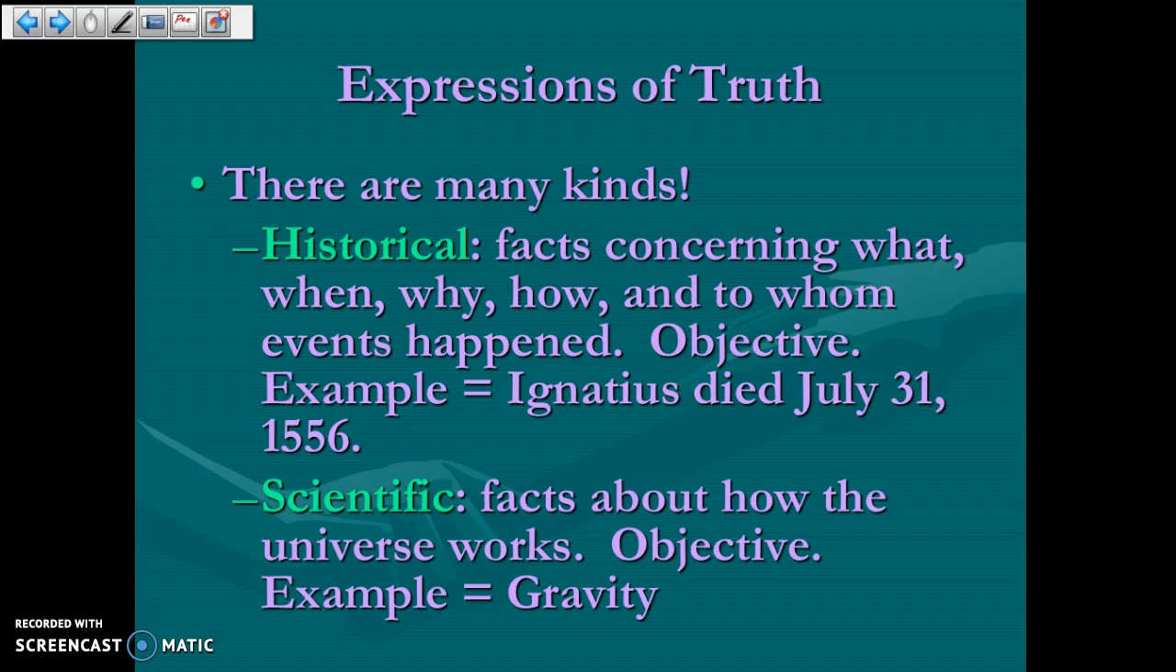The second type of truth is scientific. These are facts about how the universe works. This is also an objective type of truth, which means there's something similar between historical and scientific truth. An example of scientific truth is gravity. Do me a favor and take your pen or pencil, hold it out, and now let it go. It fell to the ground, right? Or to the table, or to whatever the lowest thing is around you. That is an example of gravity.